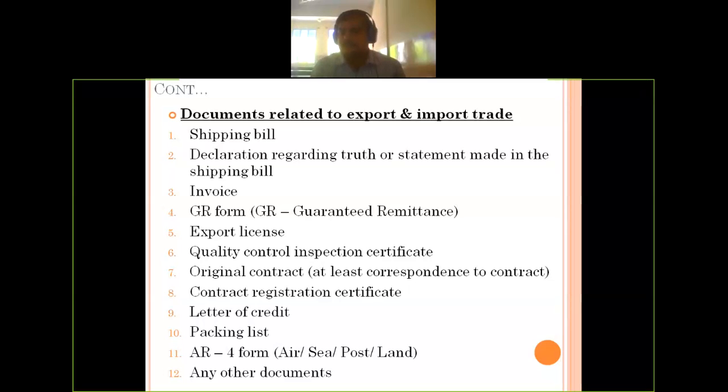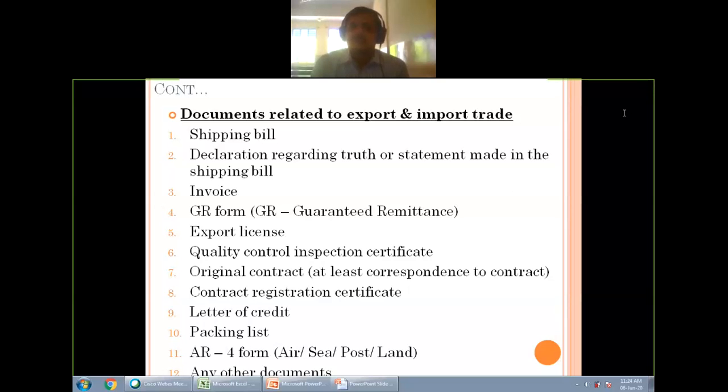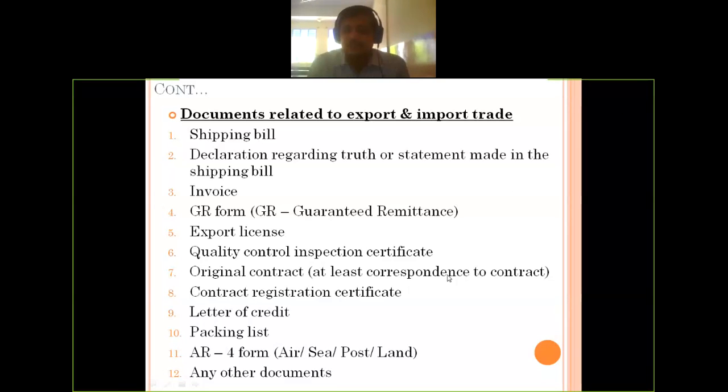Then the third point is about the invoice. So who is going to give the invoice? Basically, the invoice will be there from the exporter's end. You yourself will be acting as an exporter, where you need to showcase that invoice, what exactly the final bill is supposed to be made to this particular importer. That invoice has to be attached.